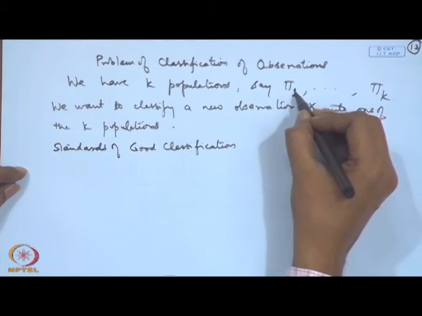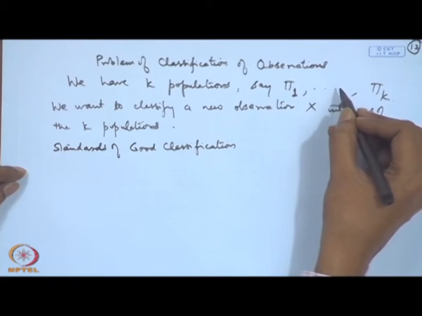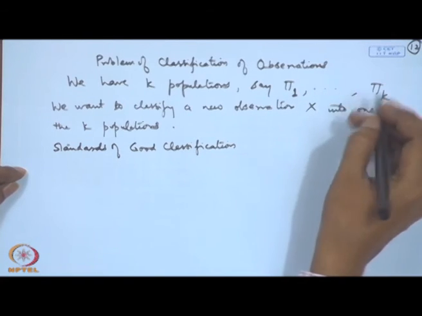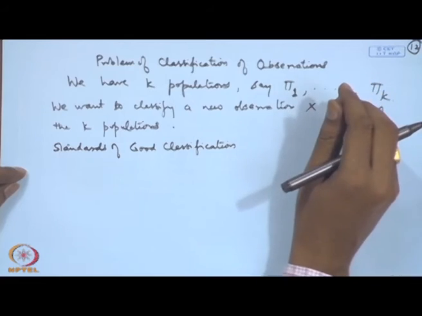That means, an observation could have belonged to pi 1 and we classify it as pi 2, or the observation could have been from pi 1 and we could have classified it as pi 3 and so on, and similarly the other way around. That means, the observation could be from any of the pi j and we can classify it as one of the pi i's.